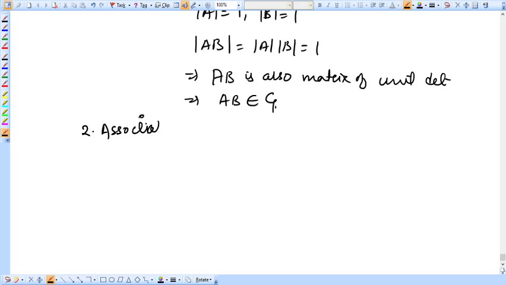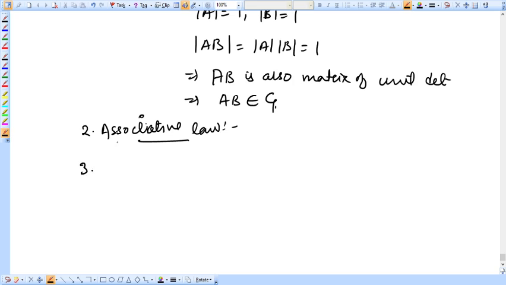Associative law. Since all the matrices obey the associative law, therefore this set also obeys the associative law. So you can write this statement under this associative law.